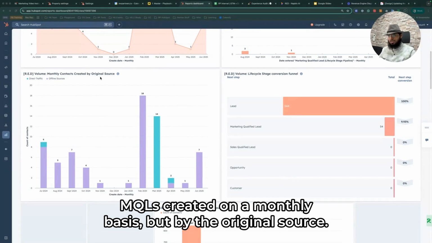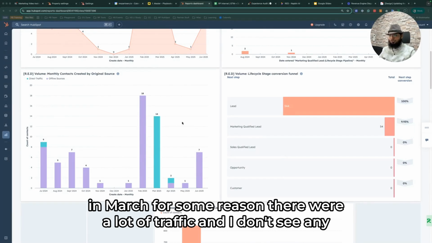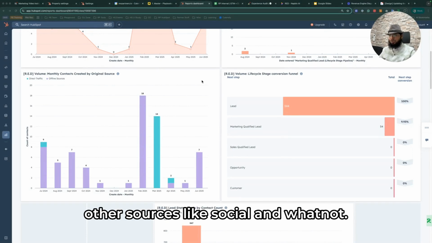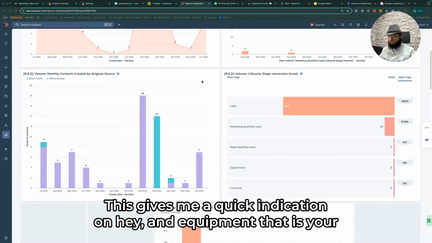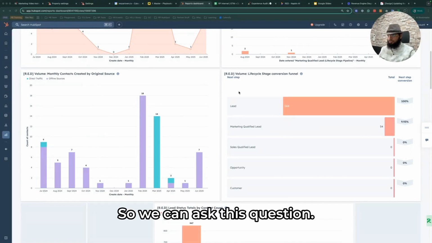MQLs created on a monthly basis, but by their original source. Looks like we only have contacts coming in from offline sources, but in March, for some reason, there was a lot of traffic, and I don't see any other sources like social and whatnot. This gives me a quick indication, and a quick win: is your website domain connected or not? So we can ask this question.